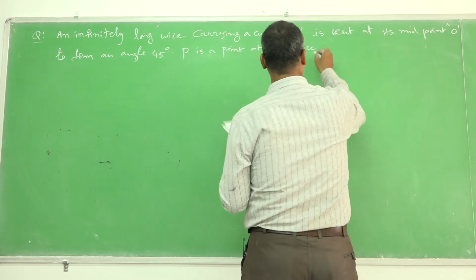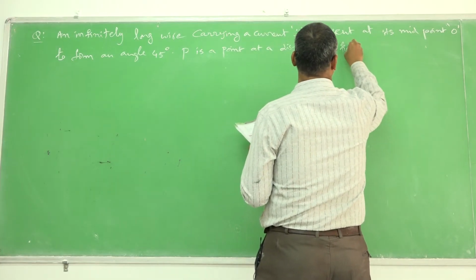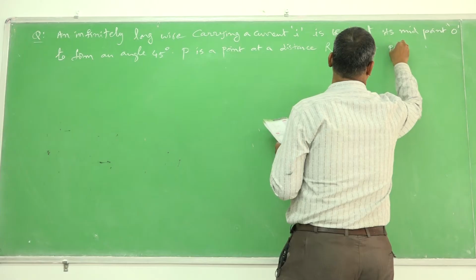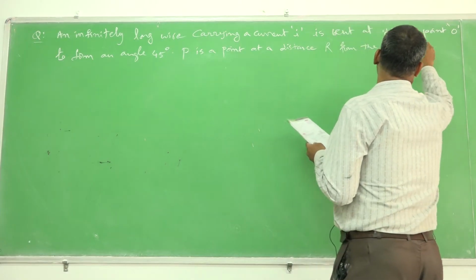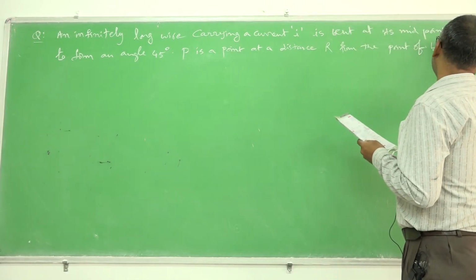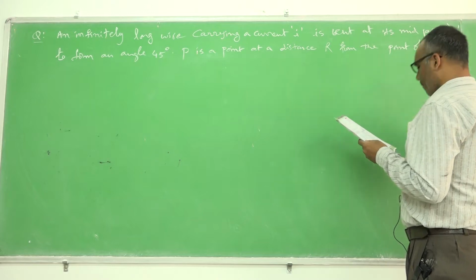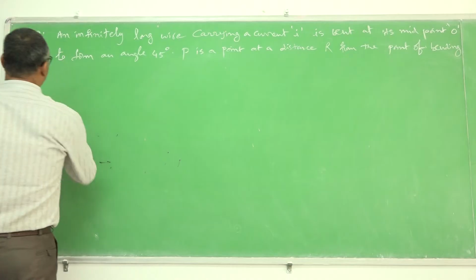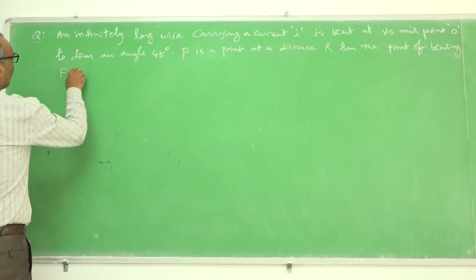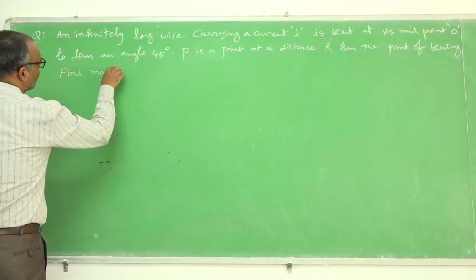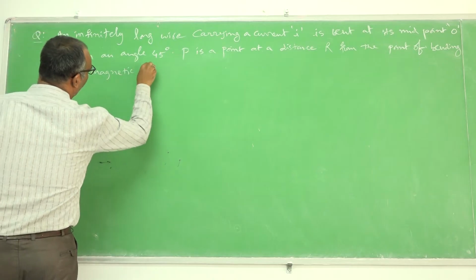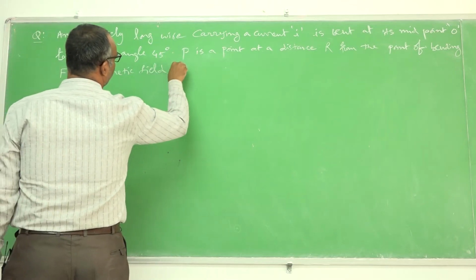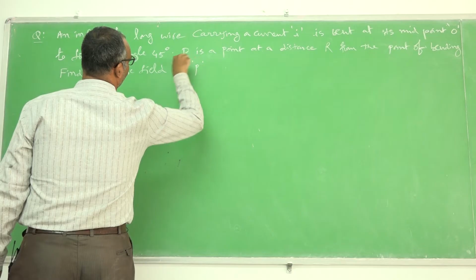At a distance capital R from the point of bending. Find magnetic field at P. This is the question.